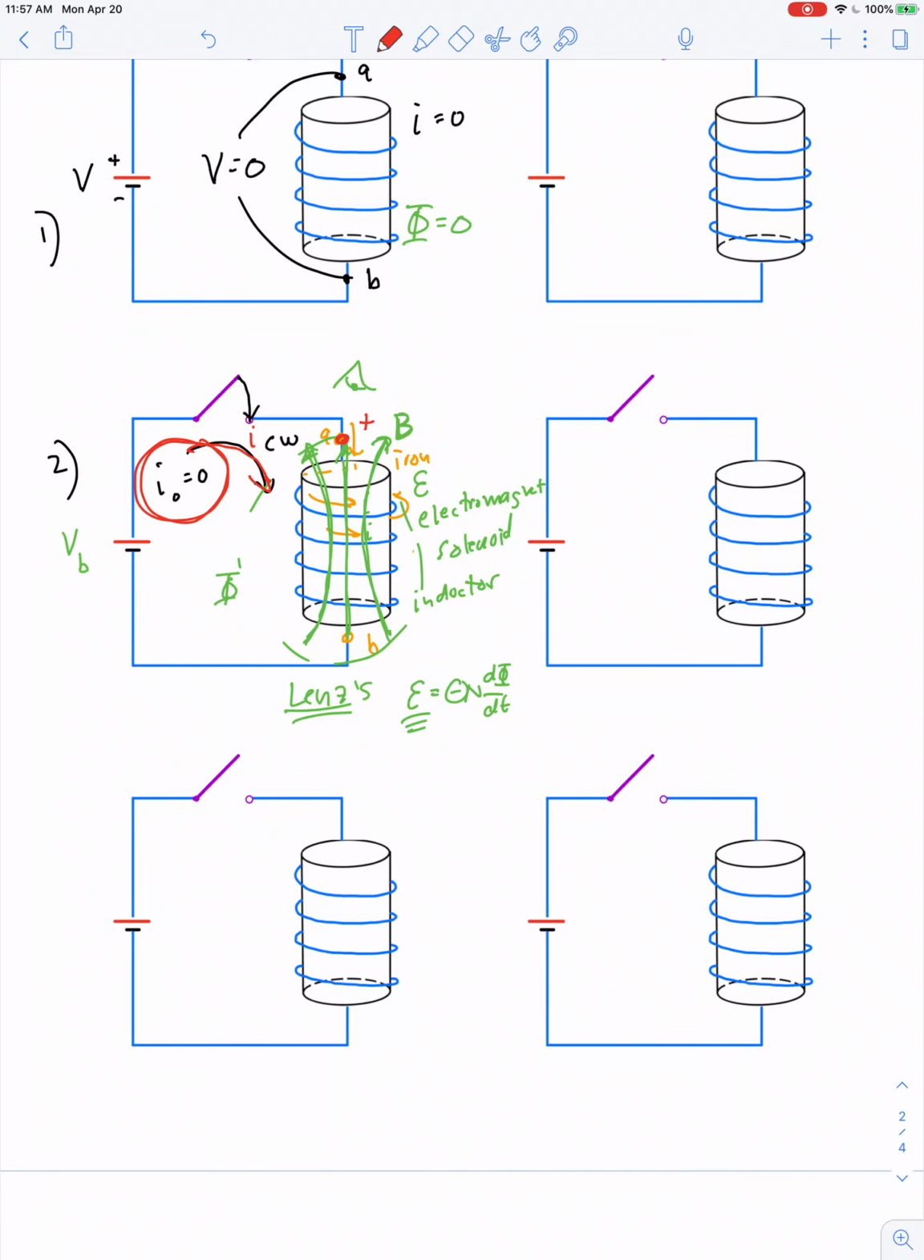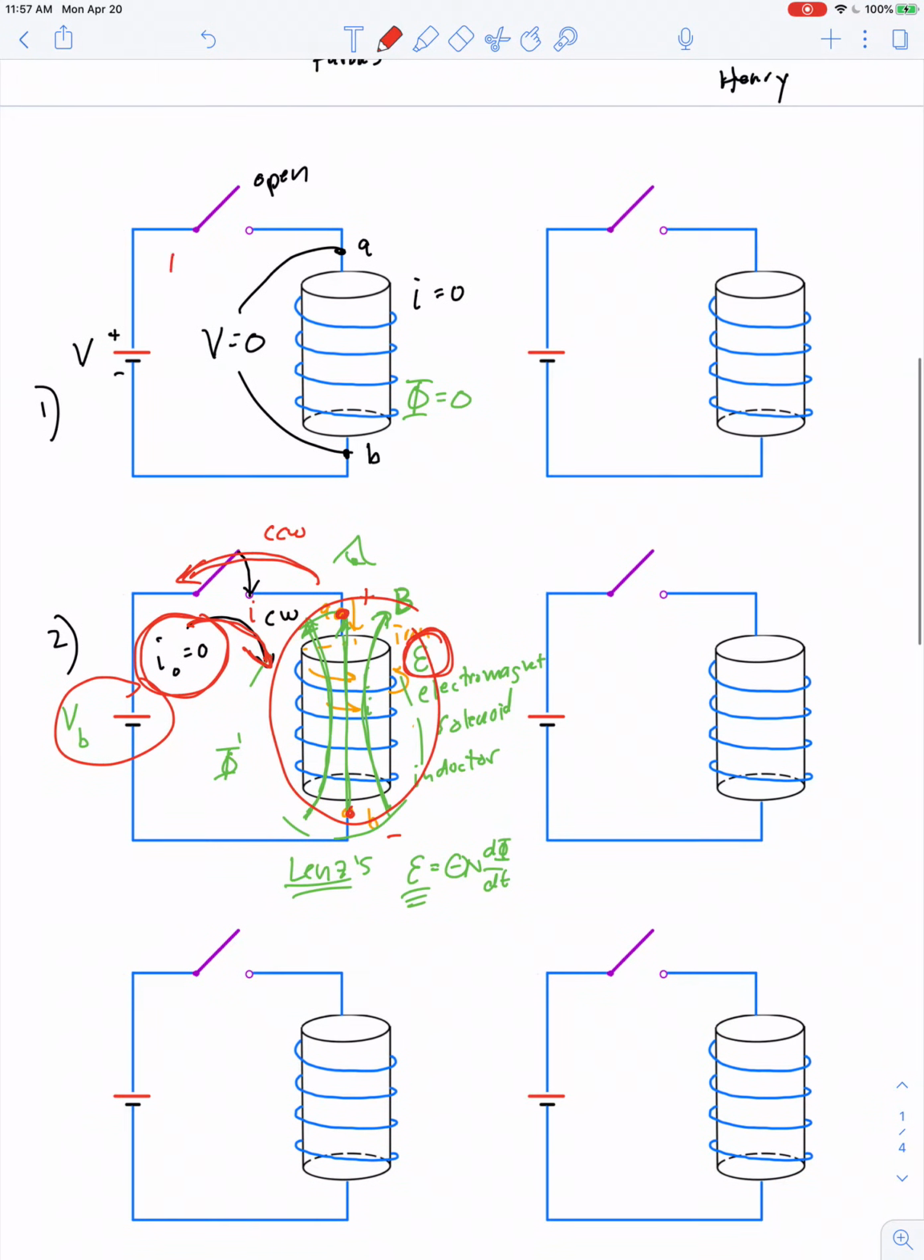Point A would be high potential, and point B would be low potential. And so you could think of the inductor itself as a potential source that's trying to make current go back the other way in a counterclockwise direction. And if the induced voltage is strong enough, then the countercurrent will cancel out the current that's flowing due to the battery to maintain the initial current at 0.